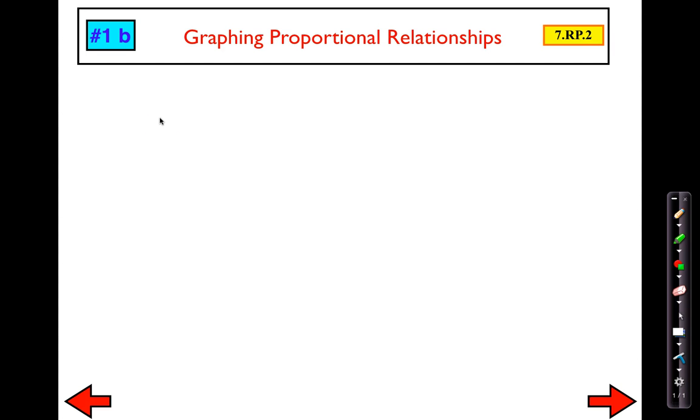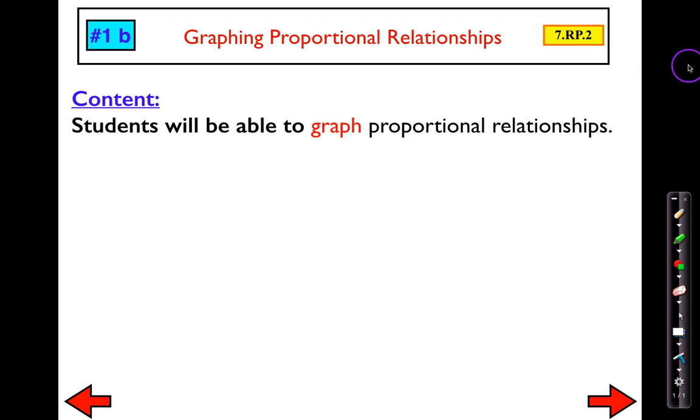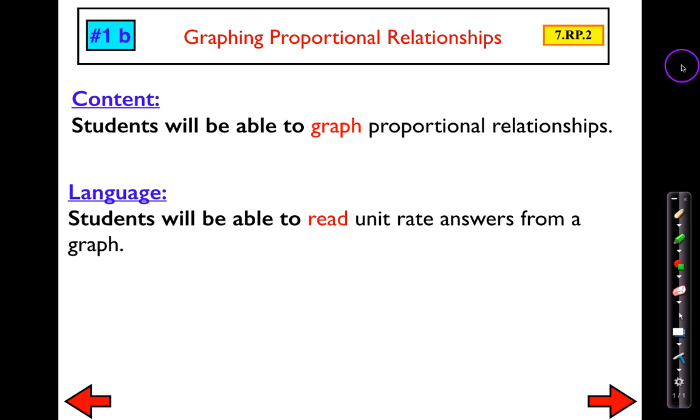Welcome. Today we are actually starting a new unit. We're going to be introducing functions into the mix now. Today we are going to be graphing proportional relationships. In particular, our content objective is students will be able to graph proportional relationships. Language objective is students will be able to read unit rate answers from a graph.